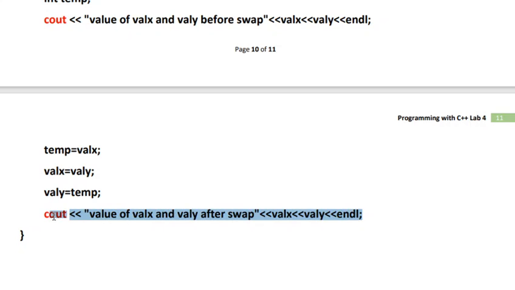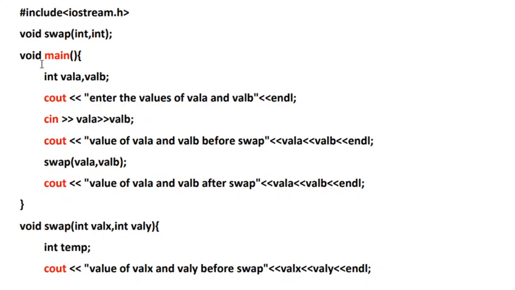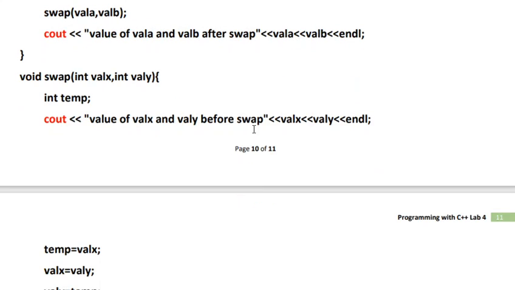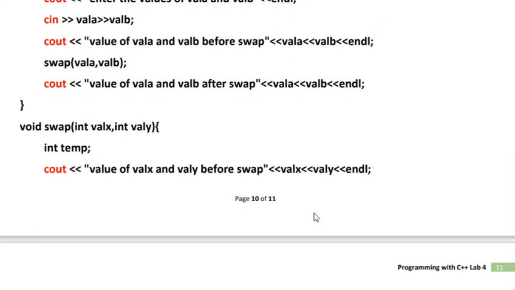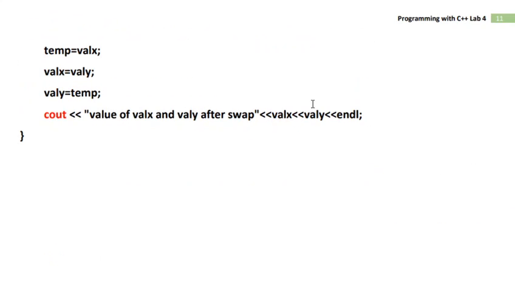Once the function execution is over, it will go back to the main function. Now it will print the value of a and b. Since x and y are copies of a and b, any change brought about in x and y will not be reflected in a and b, so a and b will remain 5 and 6. So this will print 5 and 6, then it will print 5 and 6, this will print 6 and 5, and again this will print 5 and 6, because val a and val b do not change.